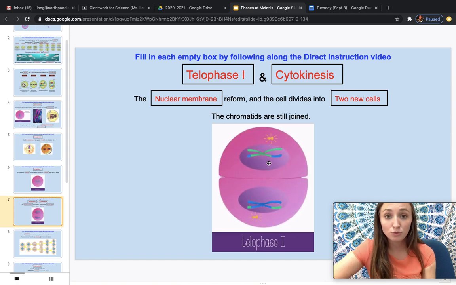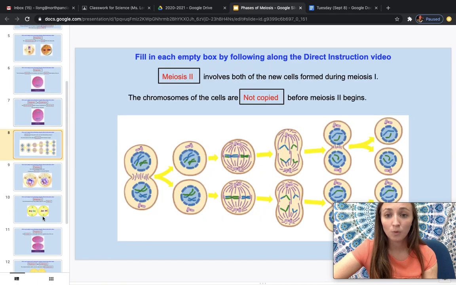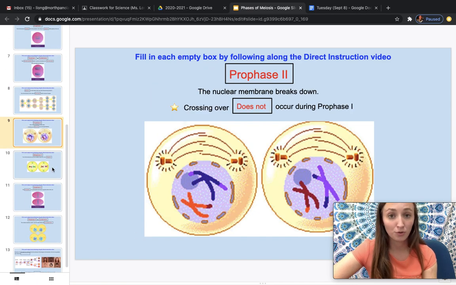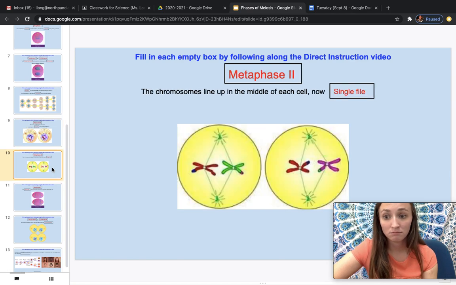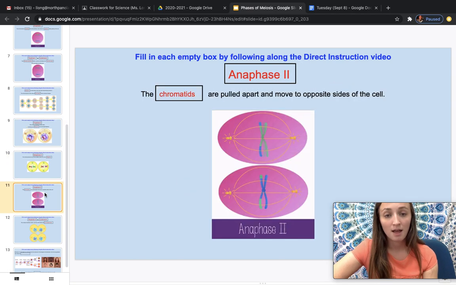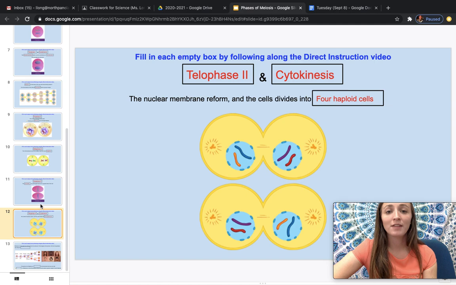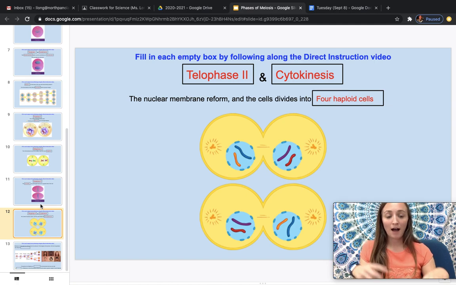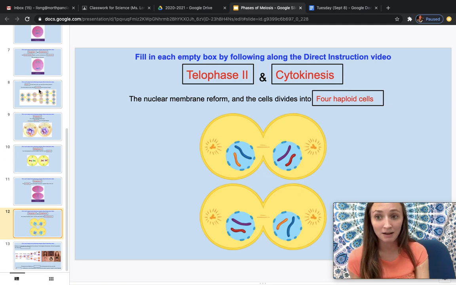Now those 2 new cells are going to divide again. So when that happens, you go through prophase again, metaphase again, anaphase again, and then telophase again. So after those 2 cells split off again, you have 4 new haploid cells, meaning they have half the amount of chromosomes. They have half because you didn't duplicate your chromosomes again before meiosis 2 happened.